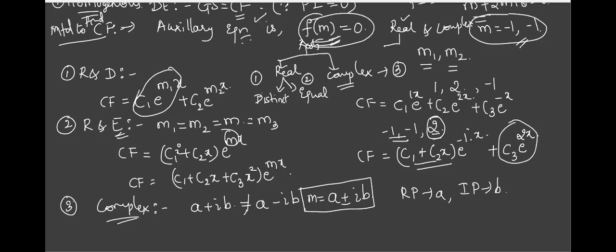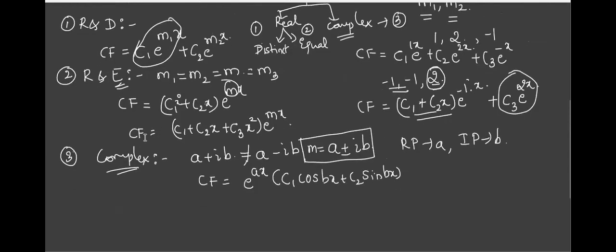Okay. So when you have it like this, what you need to do, CF is written as, just see carefully, e raised to the real part a into x, into bracket C1 cos of the imaginary part b into x plus C2 sine of b into x. Hope you got the thing. For example, I'm having it as minus 2 plus or minus 3i, suppose. I'm getting the roots like this. Now complex. Tell me how I have to write the CF.